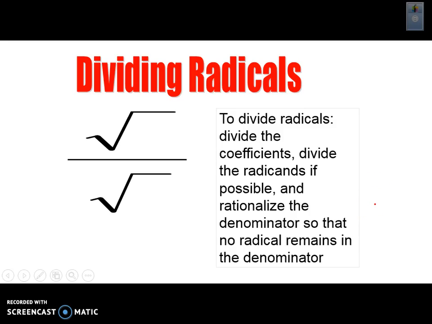Alright, so yesterday we talked about combining radicals and doing all of the operations except for division, which is kind of similar to how we talked about complex numbers as well. So today we're going to be talking about dividing radicals. Again, we're going to keep our coefficients and our radicals separate. So whatever the coefficient is out front, those get divided, and then if we can, we divide the radicands underneath the radical. And if not, we do what's called rationalizing the denominator so that no radical remains in the denominator, similar to what we did with complex numbers a couple days ago.